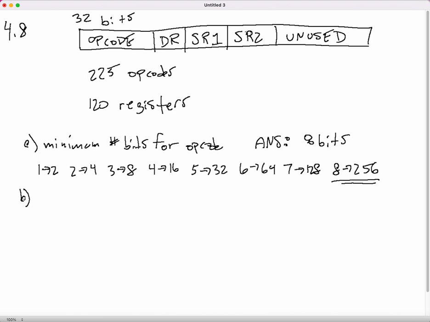Part B, they ask us, what is the minimum number of bits required to represent the destination register? Well, again, I note that there are 120 registers. And by this calculation I did over here in part A, I see that 7 bits would be enough for the destination register. So the answer here would be 7 bits.